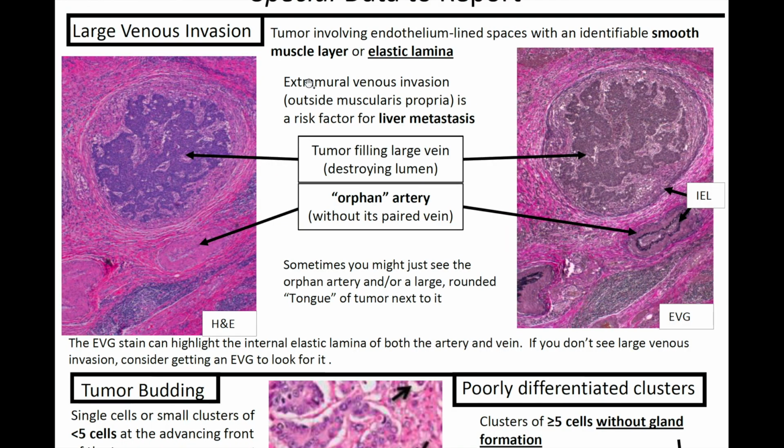So some special data to report for colon cancer. You can have large venous invasion, and that's when tumor involves endothelium-lined spaces with an identifiable smooth muscle layer or elastic lamina. You can also have extramural venous invasion outside the muscularis propria, and that's a risk factor for liver metastasis. That makes sense because once it's in those veins, that vasculature, everything's going to run through the liver, kind of as a filtration system. A lot happens in the liver metabolically.